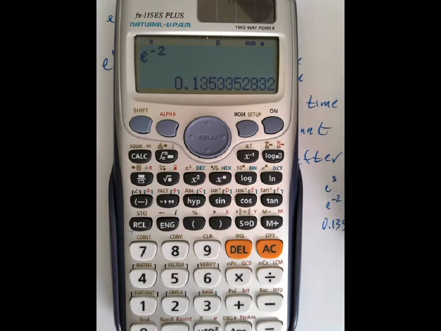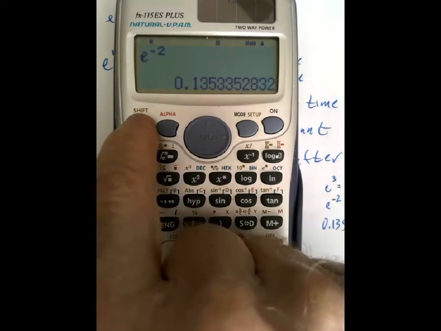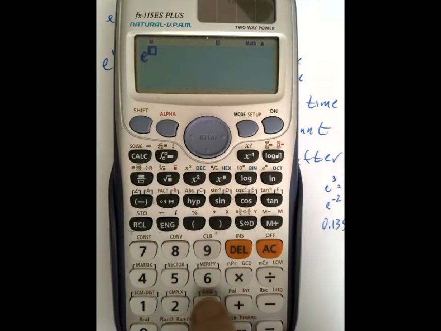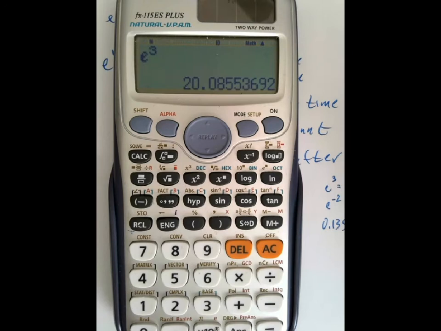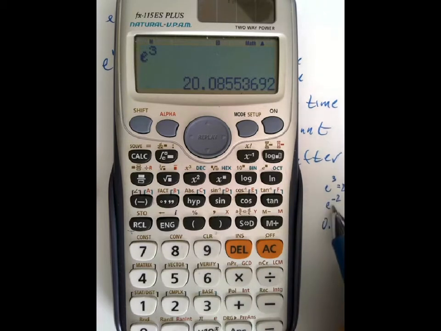But in both cases, right, see, that was about 20. In both cases, even though this one's negative and that one's positive, these answers both come out to be positive. So in other words, there's no way that this exponential expression here can work out to be negative unless I put a negative sign out front.